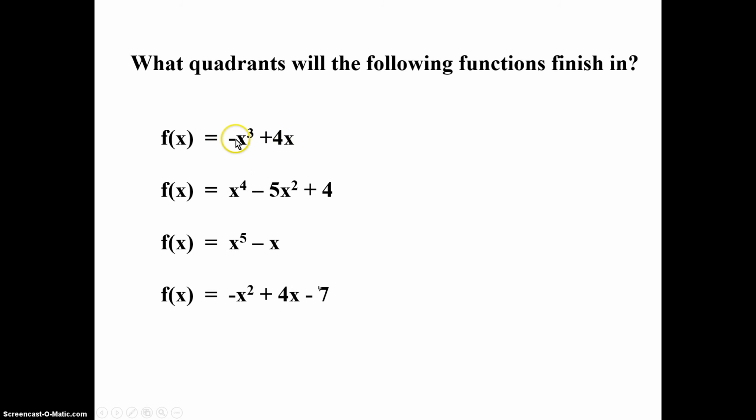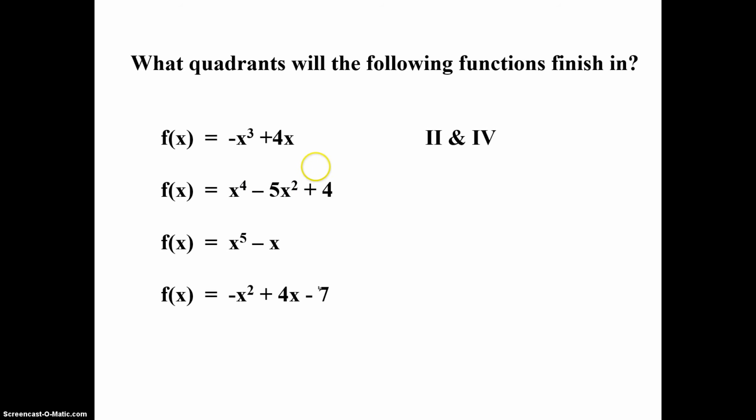Right here, what is it? Negative. So we're thinking of a negative line, and what quadrants are those? Quadrants 2 and 4. Quadrants 2 and 4. Let's see if we are right. There we go, quadrants 2 and 4.